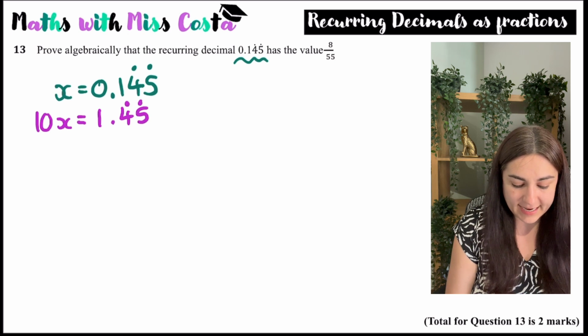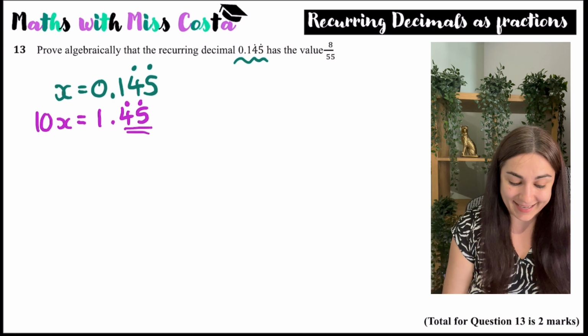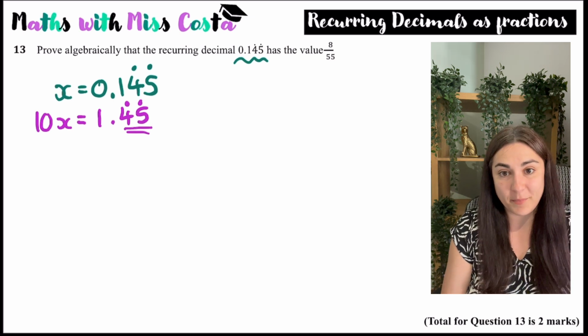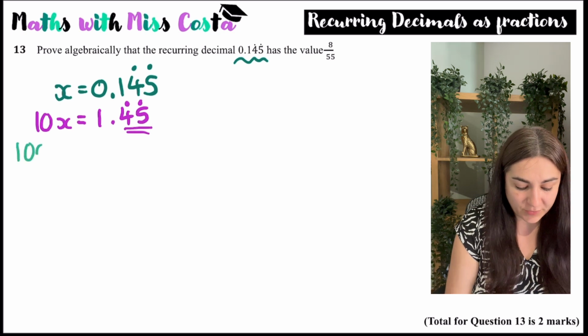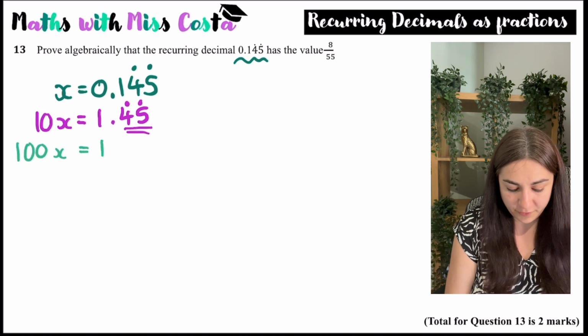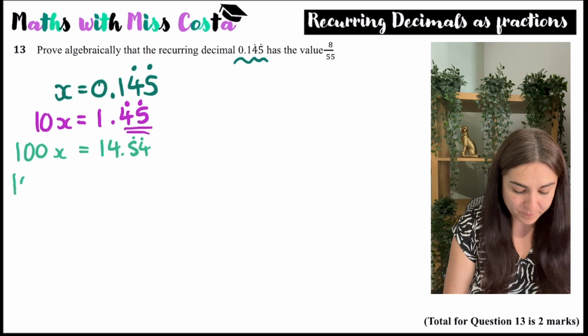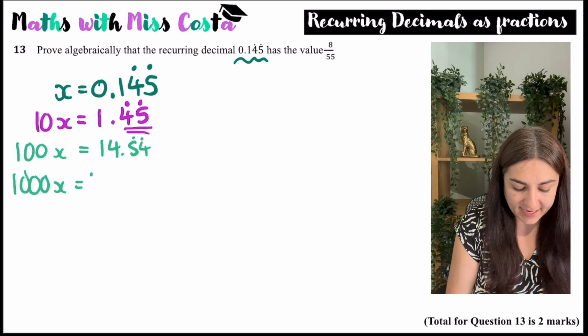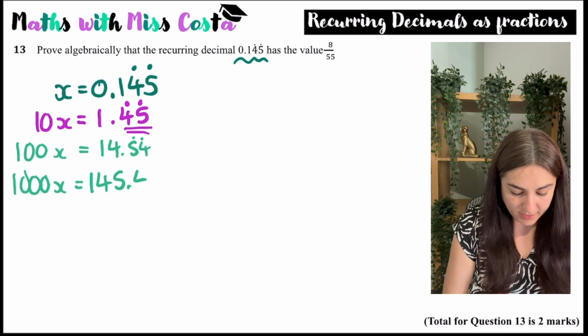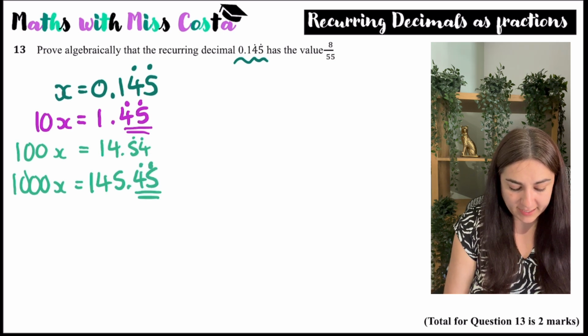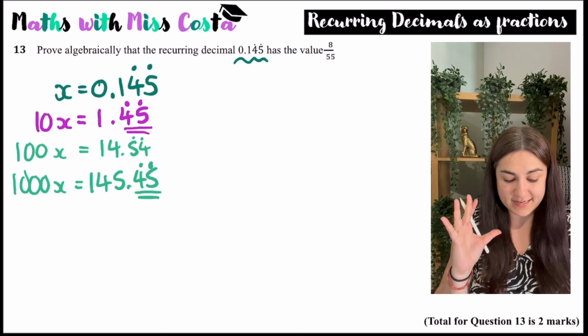1.45 recurring. Now I've got the recurring part on its own after the decimal point, and that's exactly where I want it. And I need to multiply it by another power of 10 so that I also have another 0.45 after it. You can do this step by step. You know that 100x is going to be 14.54 recurring, so that doesn't match up. So you times it again. So 1000x is 145.45 recurring.